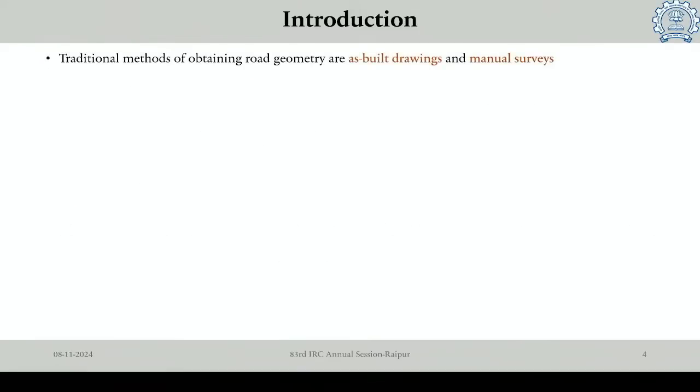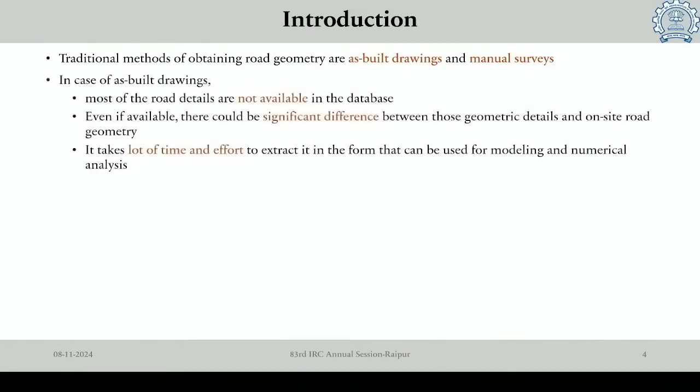The traditional methods of obtaining the road geometry are the as-built drawings and manual surveys. In the case of as-built drawings, most of the road details are not available in the database. Even if available, there is a significant difference between the existing road geometry and what is in the as-built drawings. There is one more constraint: it takes a lot of time and effort to extract it in a form that can be used for modeling and analysis.